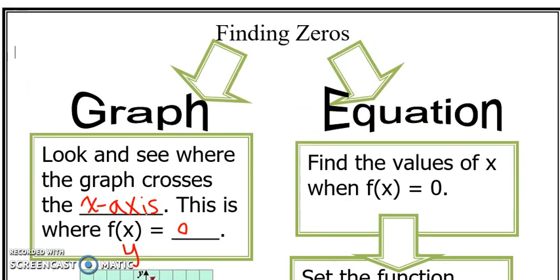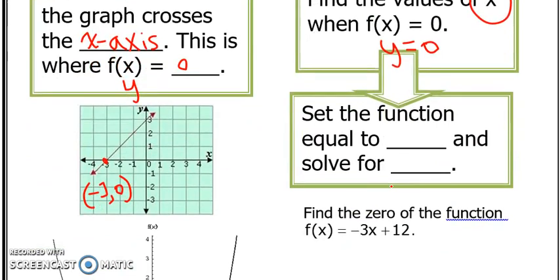Let's go to the right side and find zeros using equations. When you have an equation, we're going to find the value of x when f of x equals 0. That means y equals 0. So we're going to replace f of x with 0, and we're going to solve for x. You're going to set the function equal to 0 and solve for x.